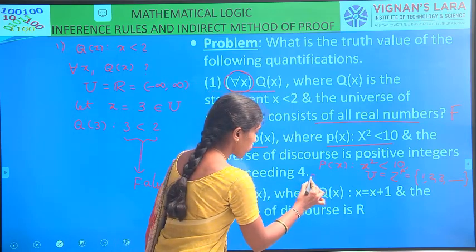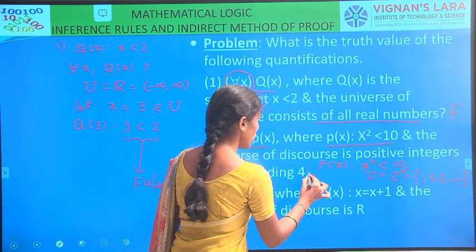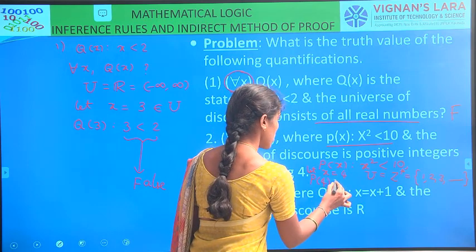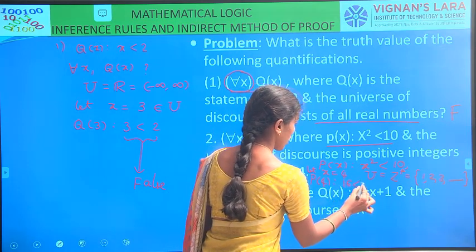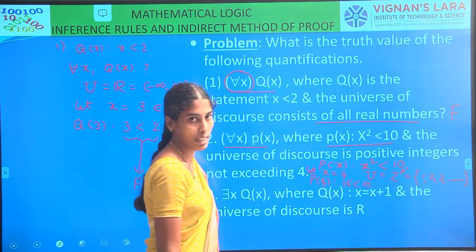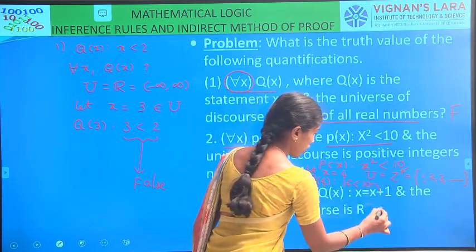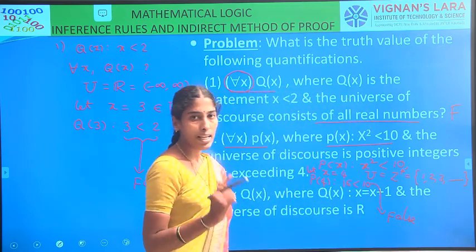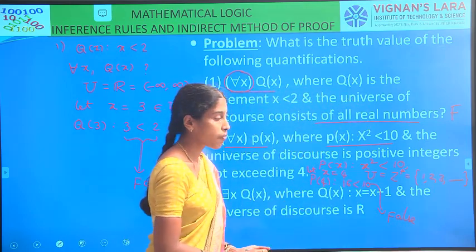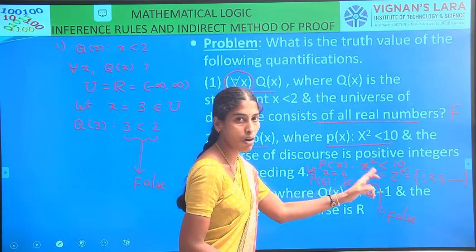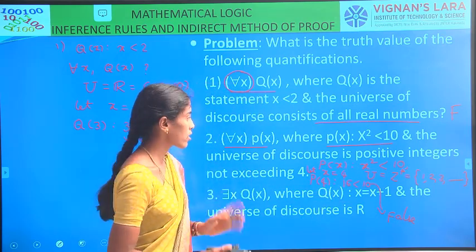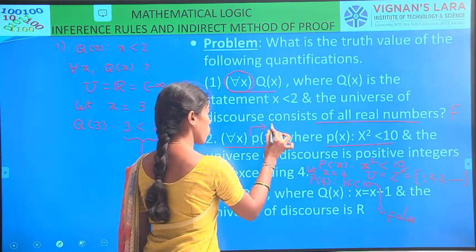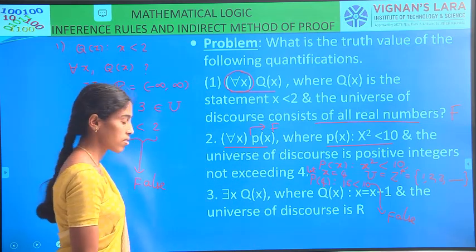If I take x equal to 4, P of 4 is 4 square, 16, less than 10. Is it true? No, it is false. So there exists one number, 4, for which P of x is false. If one such number exists, the truth value of this universal quantifier is false.